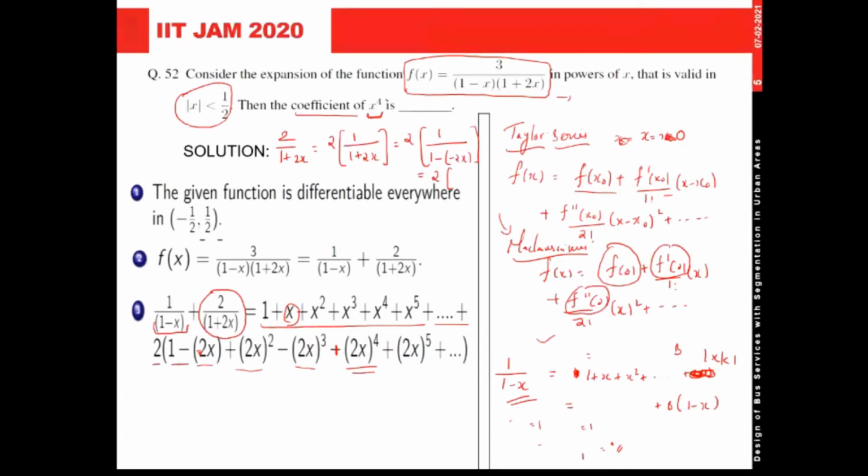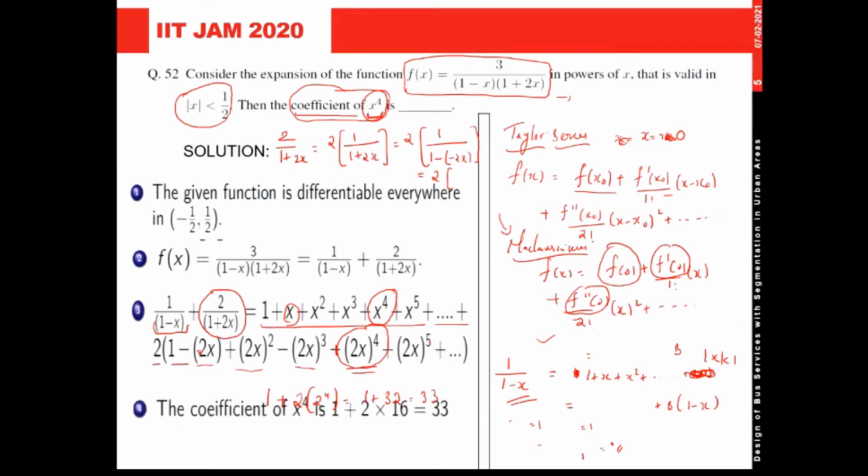Now we want to find the coefficient of x raised to 4. If you sum it up, here there is x raised to 4 and there is x raised to 4 in the other series. The coefficient is 1 plus 2 into 2 raised to 4, that is, 1 plus 32, which is equal to 33. So the coefficient of x raised to 4 is 33, and this is the answer.